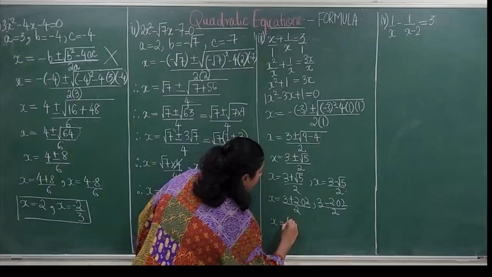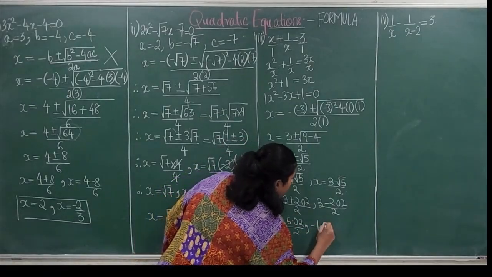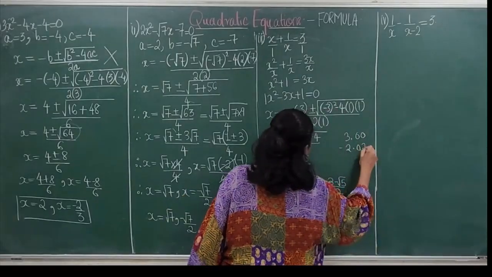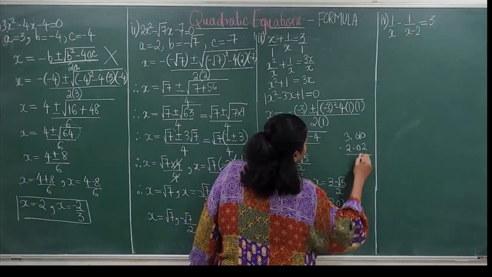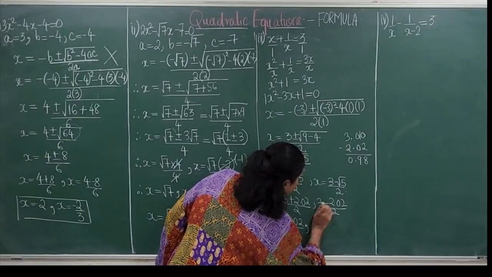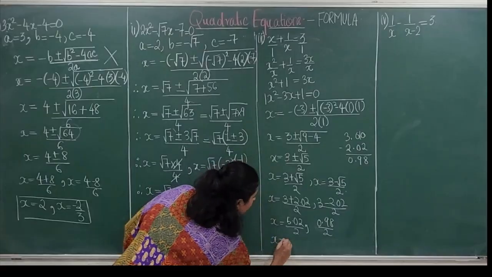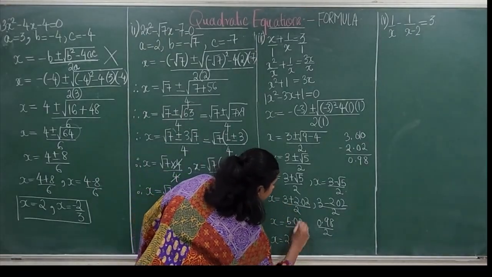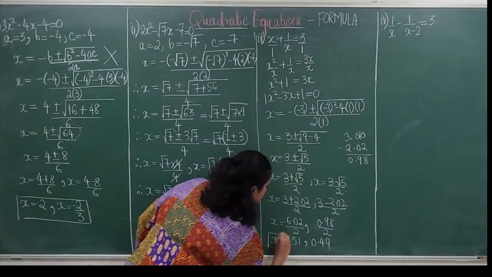So what are the values of x? It is 5.02 upon 2 or 3.00 minus 2.02. So this becomes 0.98 upon 2. So what are the values of x? Please divide it by 2. 2 2s are 4, 2.51 or 0.49. This is my answer.